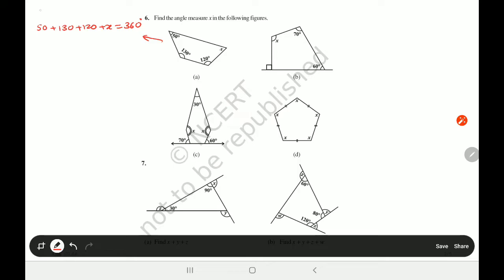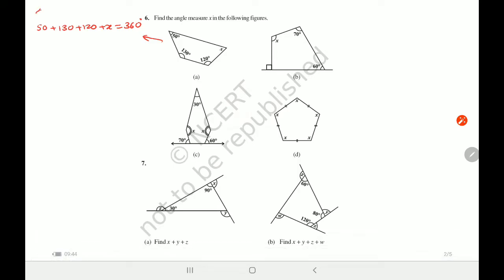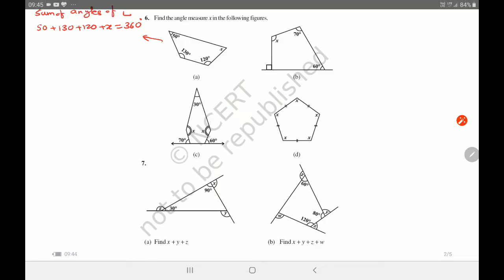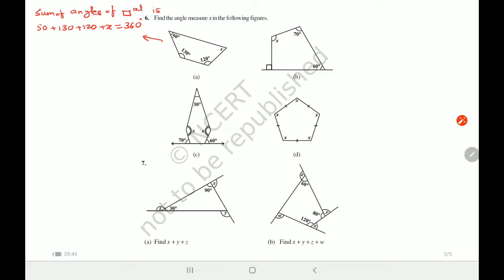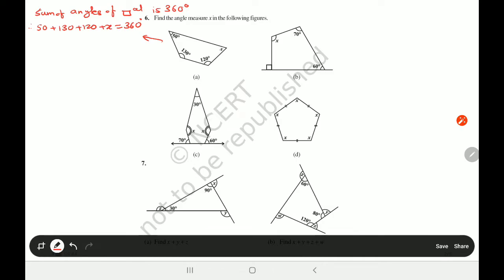Okay, so this is the statement. I can write here that the sum of angles of a quadrilateral is 360 degrees, and therefore this I can say. So this is the way we can present the answer as well.